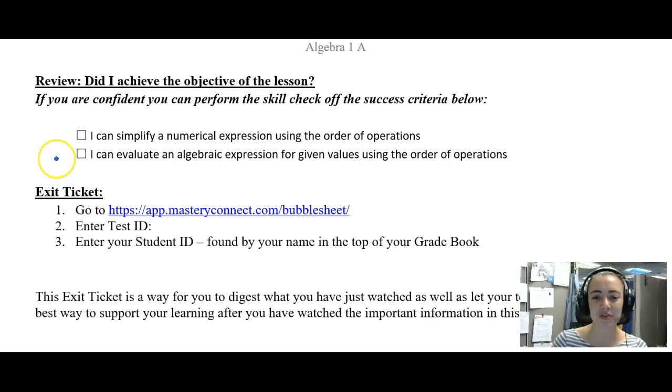But just because they're done doesn't mean we've mastered the skills yet, so let's review. Check these off if you feel like you can answer it with confidence. I can simplify a numerical expression using the order of operations. If you can, check it off. If you can't, rewind this video and watch some parts again. Go to your textbook or ask a teacher. Find some way so you are able to check this off. Same with: I can evaluate an algebraic expression for given values using the order of operations.